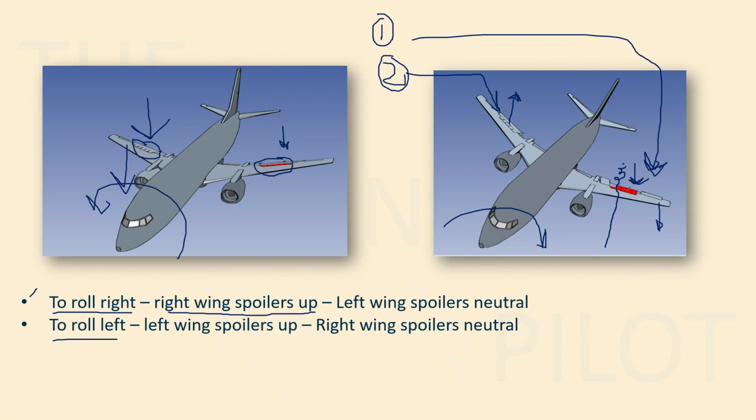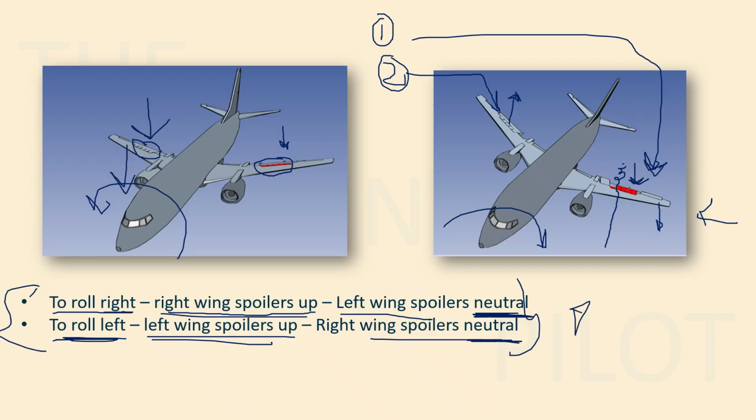And if you want to roll to the left hand side, then the left wing spoilers need to be up. Like in this diagram, you can see the left wing spoilers are up, and hence the aircraft is rolling to the left hand side. And obviously, if you are rolling to the right, the right wing spoilers will be up, and the left wing spoilers will be in the neutral position, right? Because there is no other position for them to be in. It is either up or neutral. So to roll left, the left spoiler is up and the right spoiler is in neutral position. All right. Keep this in your mind. This is again very important for your exams.